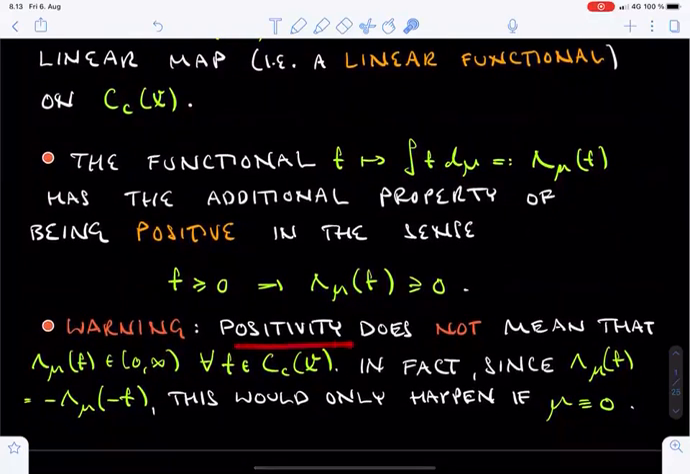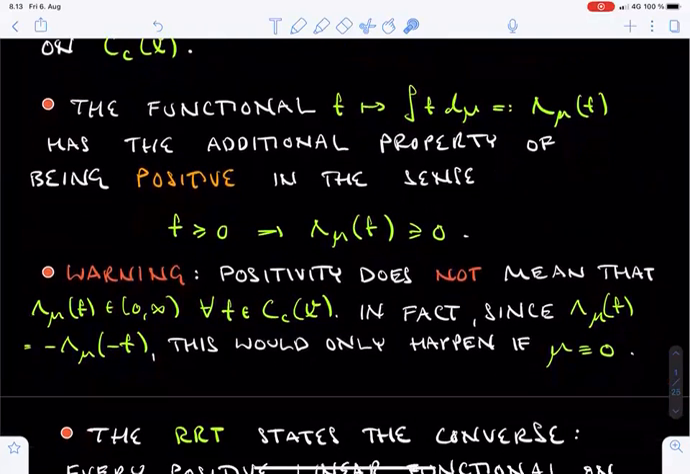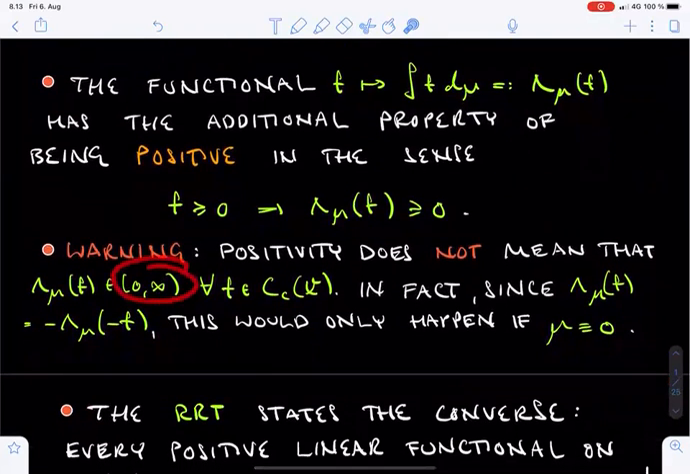It is worth emphasizing that the positivity of lambda mu does not mean that lambda mu only takes non-negative values. In fact, since lambda mu of f and lambda mu of minus f have opposite signs, it is not possible that the range of lambda mu is contained in the non-negative reals, unless mu is the zero measure.